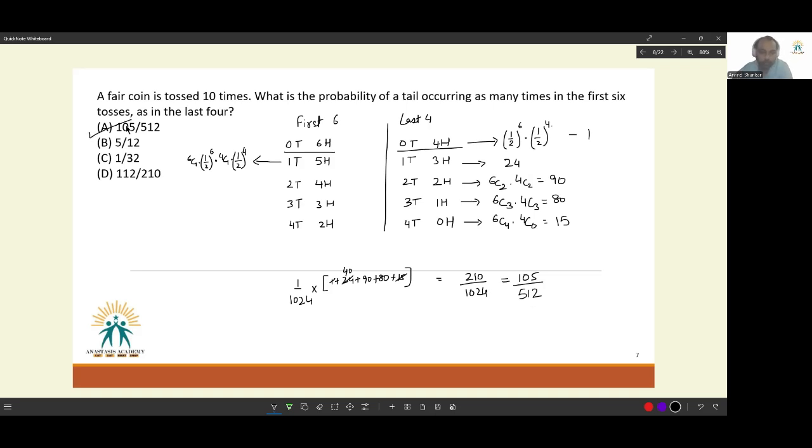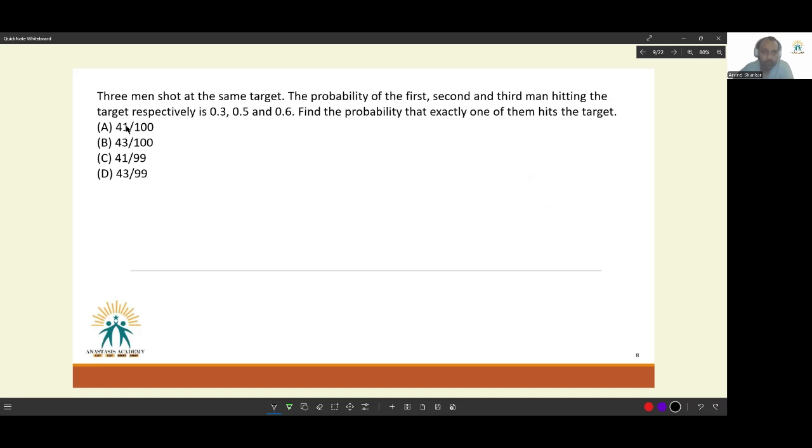Option B. Next, 3 men shot at the same target. The probability of the first, second, and third man hitting the target respectively is 0.3, 0.5, and 0.6. Find the probability that exactly one of them hits the target. So, probability of the first man hitting the target is 0.3.